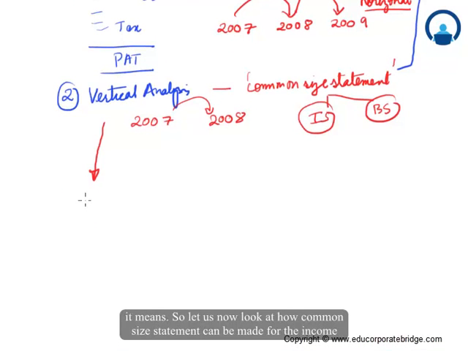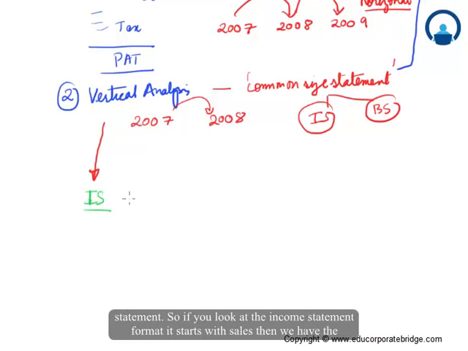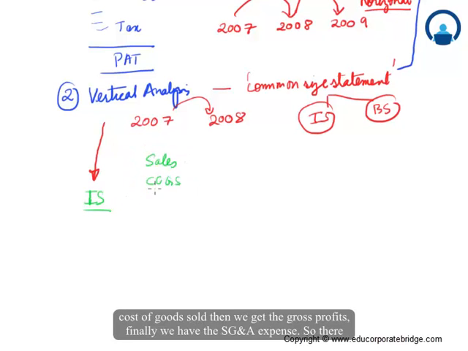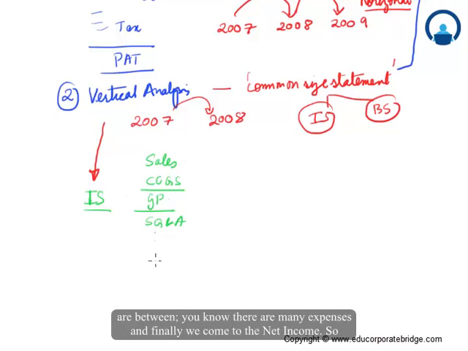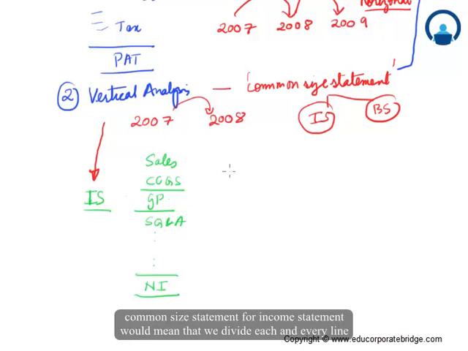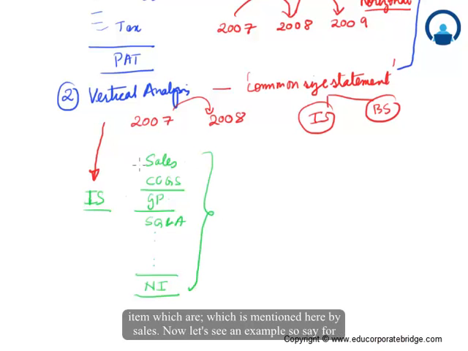Let us now look at how a common size statement can be made for the income statement. If we look at the income statement format, it starts with sales, then we have the cost of goods sold, then we get the gross profits, finally we have the SG&A expense. There are many expenses, and finally we come to the net income. A common size statement for an income statement would mean that we divide each and every line item mentioned here by sales. Now let's see an example.